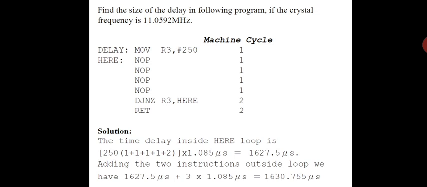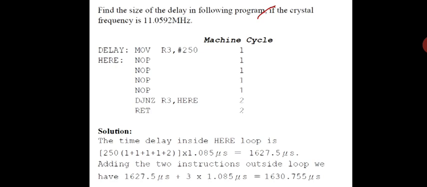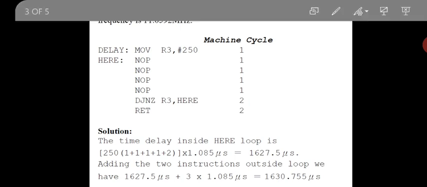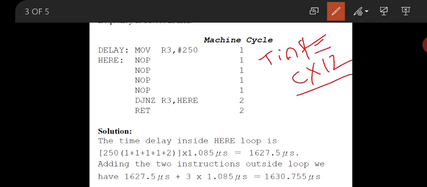Let me take one more example. Find the size of the delay in the following program if the crystal frequency is 11.0592 megahertz. Again we use the same equation: T is equal to C into 12 divided by frequency. Now, MOV R3, 250.